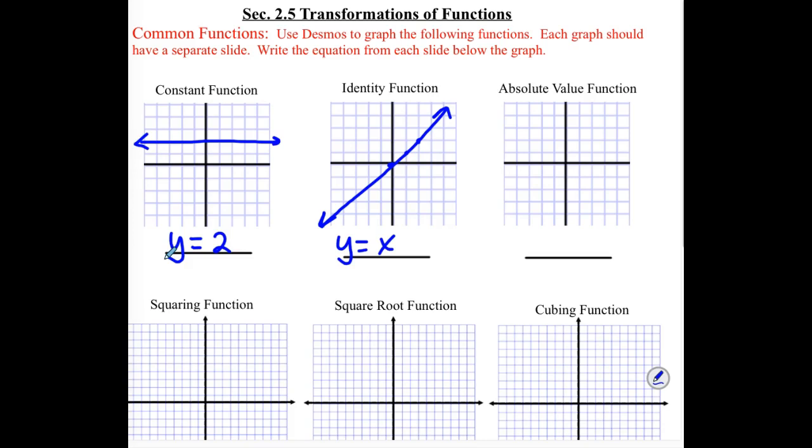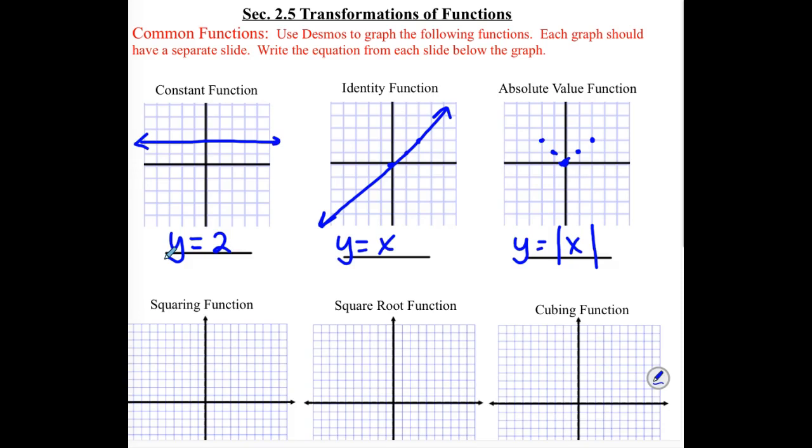Okay. Next one, absolute value. So y equals the absolute value of x. What does that look like? It is a v. Where is the vertex of that v? Okay, so we have points like 0, 0. The absolute value of 1 is 1. The absolute value of 2 is 2. The absolute value of negative 1 would be positive 1. The absolute value of negative 2 would be positive 2. So we do get that v.